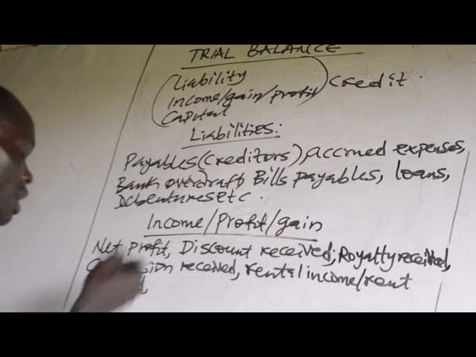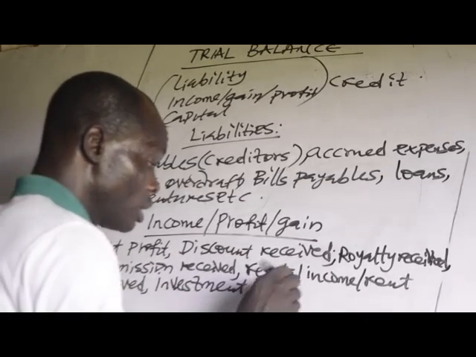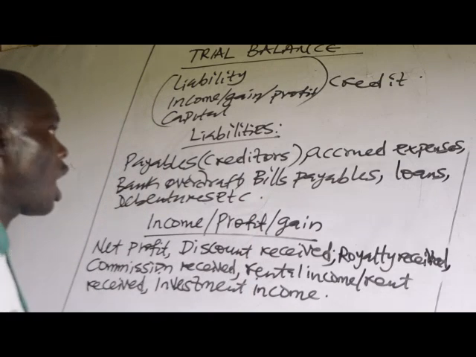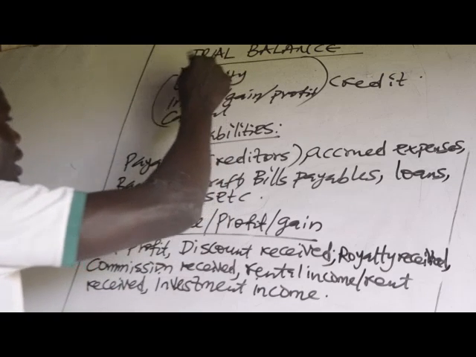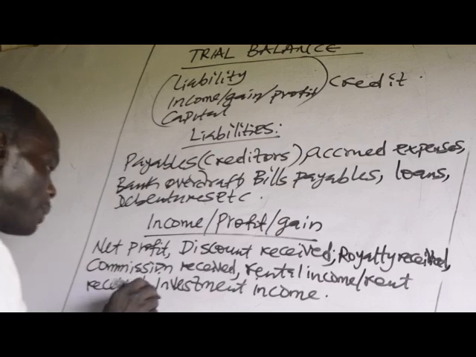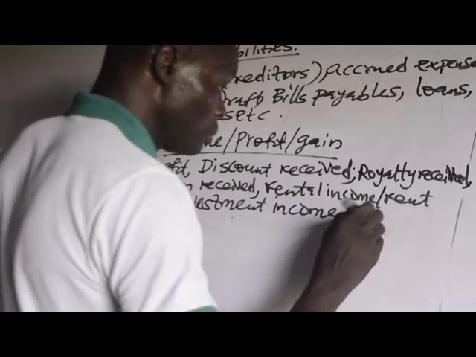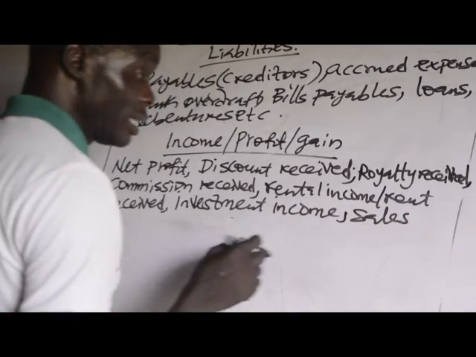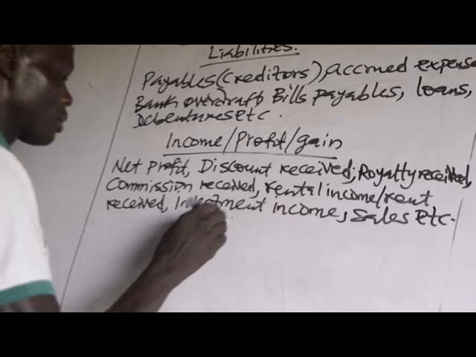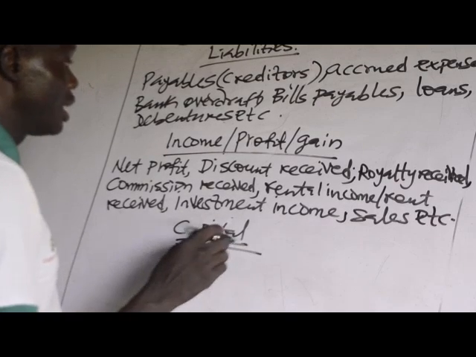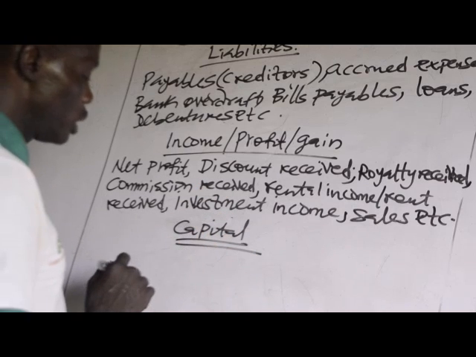So then investment income. These are income. All the income should be credited to the trial balance. Then aside from income, we have capital. I said capital should be credited. Part of the income, your sales is an income, while purchases is an expense. Sales is an income, while purchase is an expense. All this goes to the credit side. We have the capital, the money used to start the business. The capital should also go to the credit side. So all these items will be credited to the trial balance.